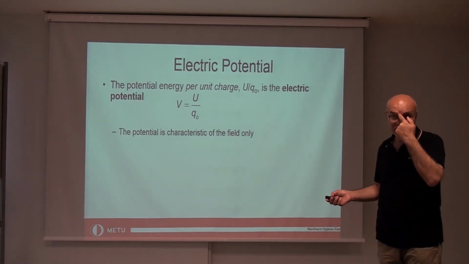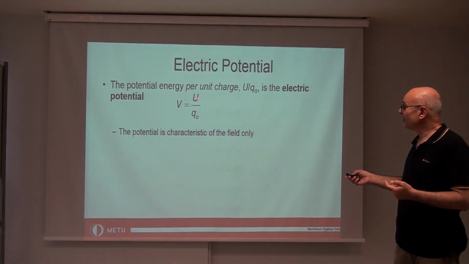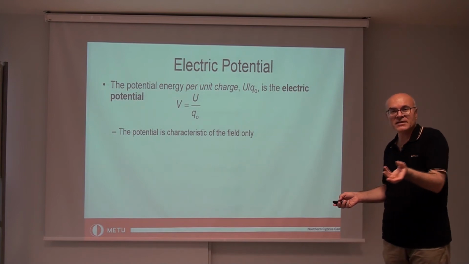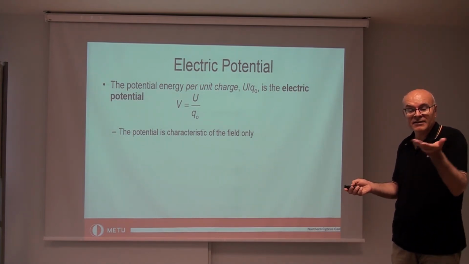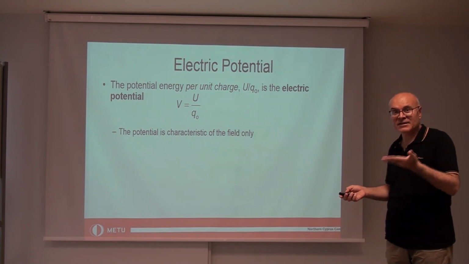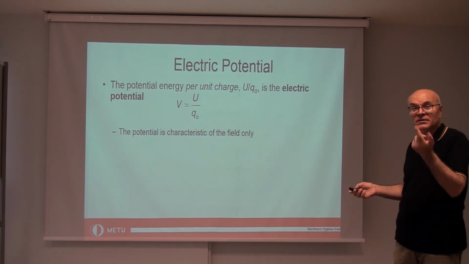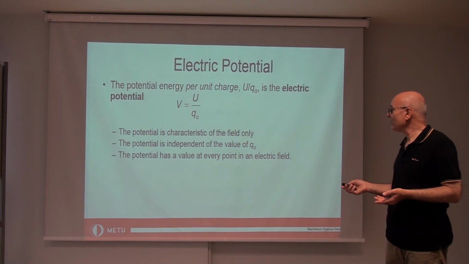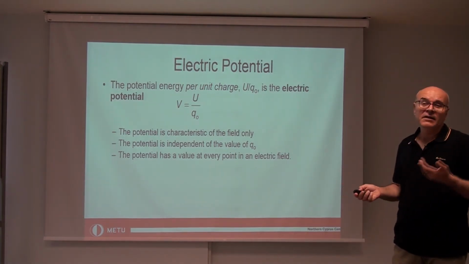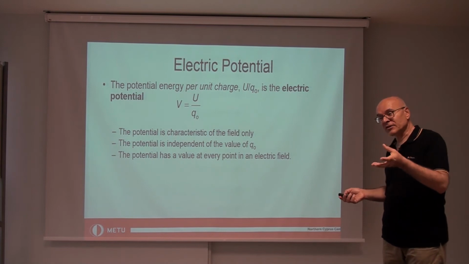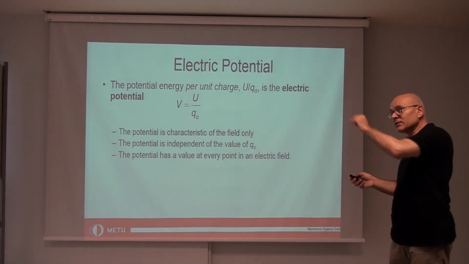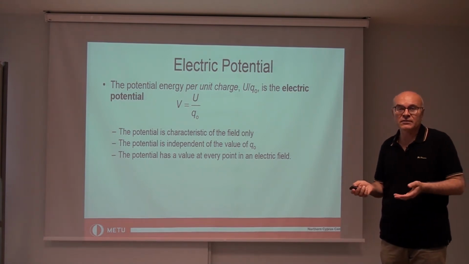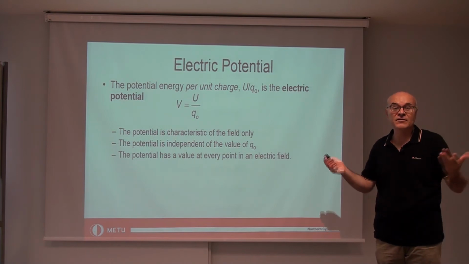Now since you are dividing here by Q naught, you are eliminating the effect of Q naught, and so what remains is the fact that the potential is a characteristic of the field. It doesn't depend on Q naught. You are dividing Q naught out, and therefore this potential is a function of the field: at each point in space it has a given value, and it is independent of whether you have Q naught there or not, or whatever the value of this Q naught is.